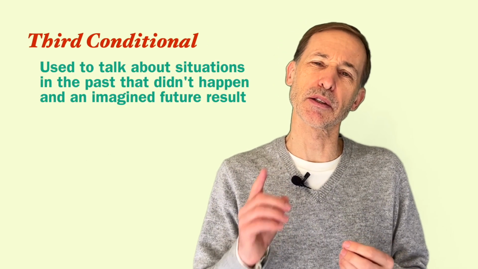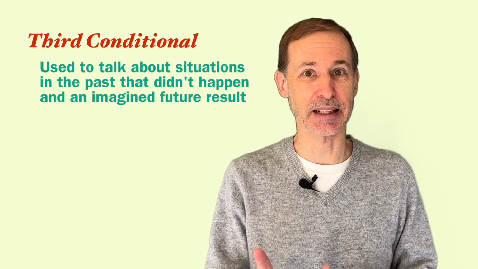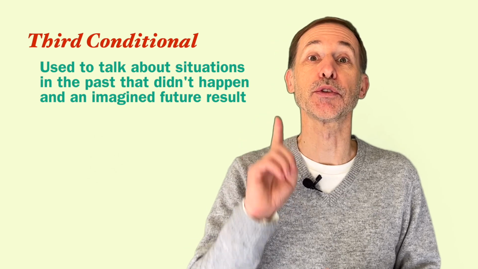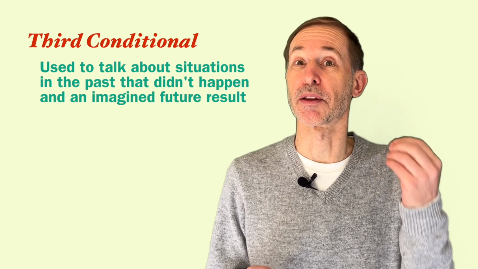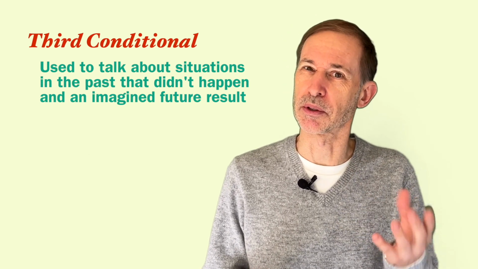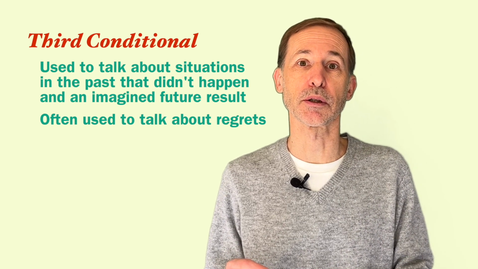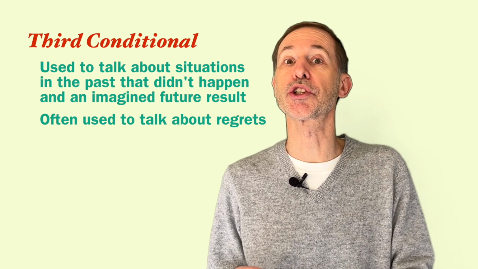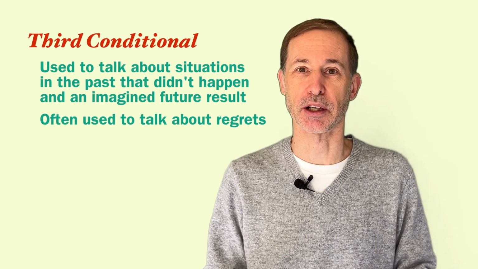The next one is the third conditional. And this is used to talk about situations in the past that didn't happen and an imagined future result. Students sometimes have trouble using the third conditional. It can be a little difficult sometimes. The third conditional is often used in English to talk about regrets. So things we wish we could change in the past. But of course it's the past, so we can't change that.